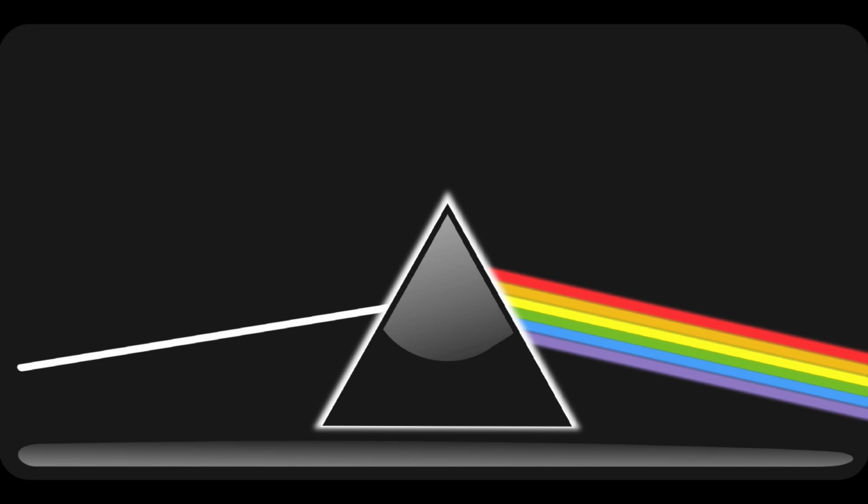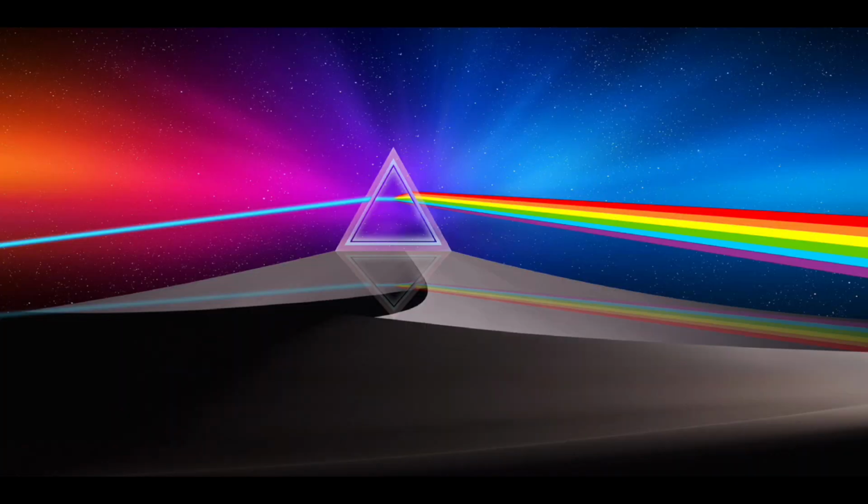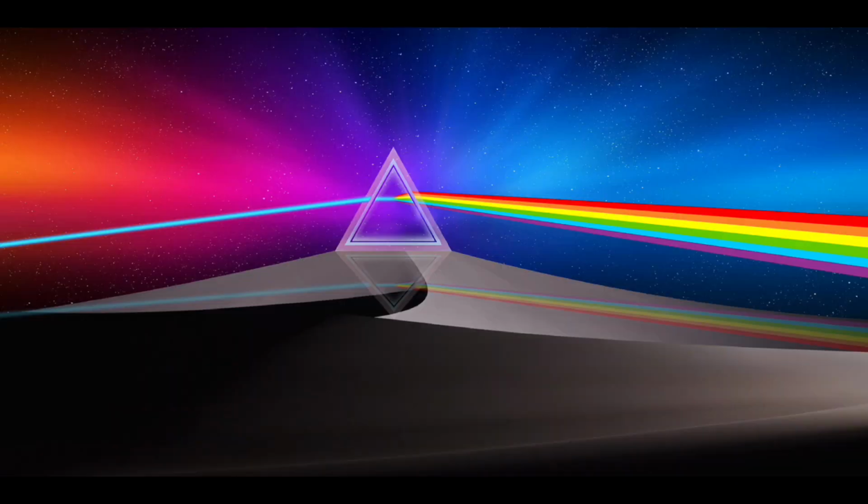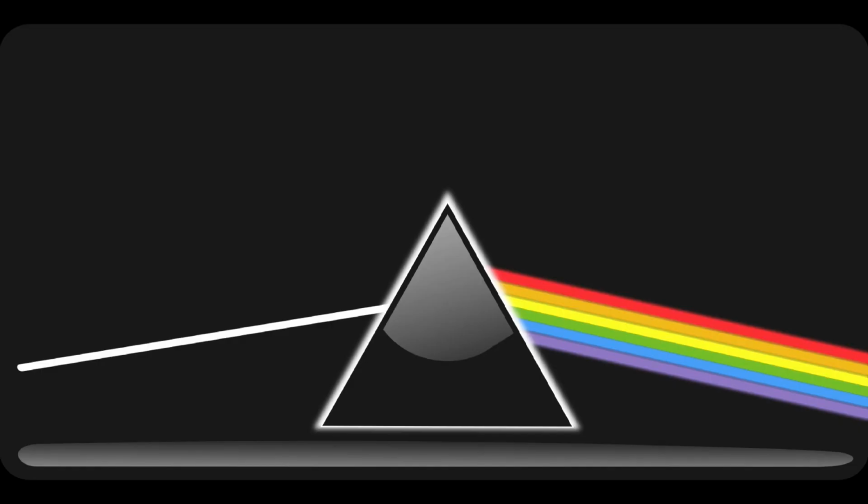When white light from the sun passes through a prism, it undergoes a process called dispersion, where the light is split into its constituent colors. This phenomenon occurs because white light is actually a combination of various wavelengths, each corresponding to a different color in the visible spectrum. The visible spectrum consists of 7 main colors: red, orange, yellow, green, blue, indigo, and violet.